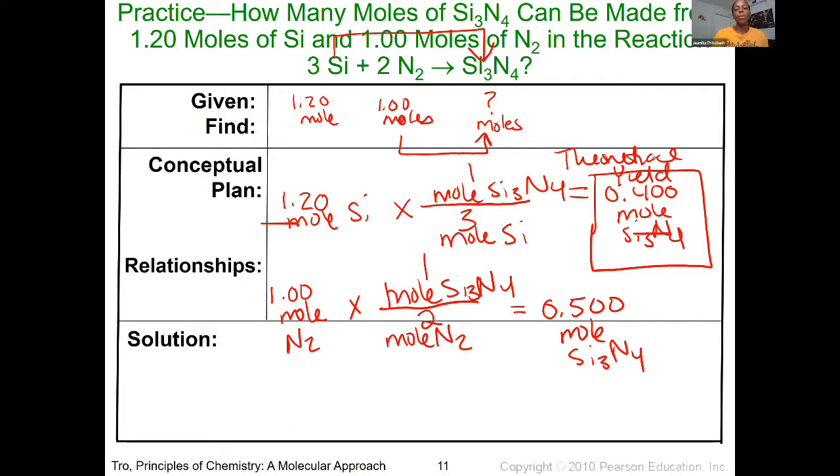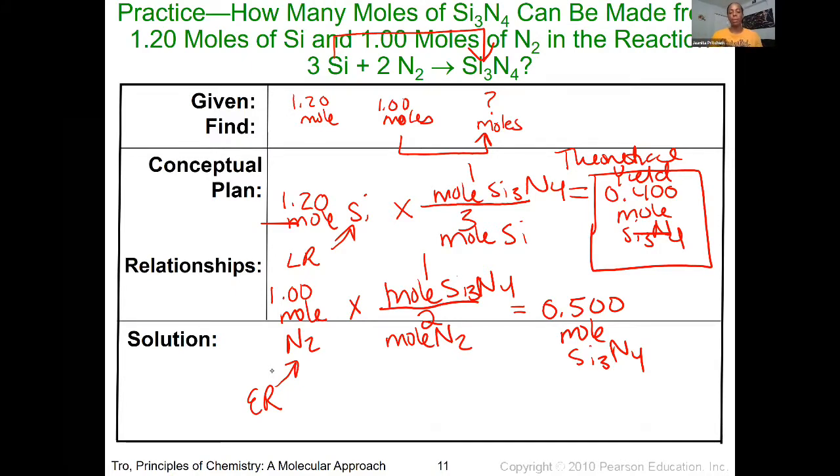And therefore, the silicon would represent our limiting reactant, and the nitrogen would represent the excess reactant. What this means is we physically don't have enough silicon present to make up to that 0.5 amount that's being predicted from the other starting point. And so therefore, silicon is considered to be the limiting reagent or limiting reactant, and then nitrogen is the excess reactant.